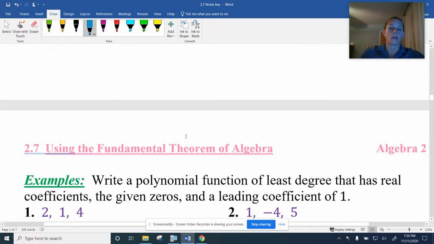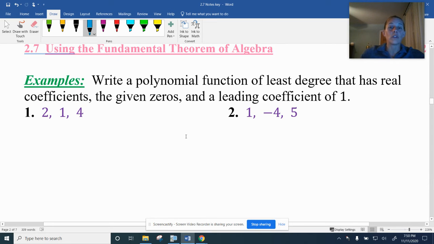Okay, so moving along. Now we're going to use these factors to help us write a polynomial function of least degree that has real coefficients, the given zeros, and a leading coefficient of 1. We're going to start out by basically writing those factors. Normally we would take our whole polynomial, figure out how to divide a factor out, how to finish factoring it, then solve for those zeros. Well, we're going to go back up the ladder, so to speak. We're going to have our zeros, write them as factors, and then multiply those factors back together to get that entire polynomial.